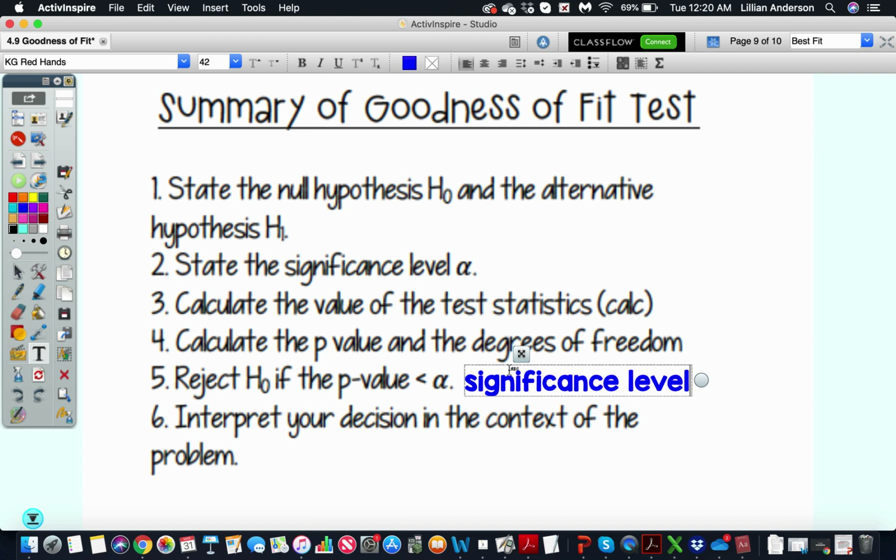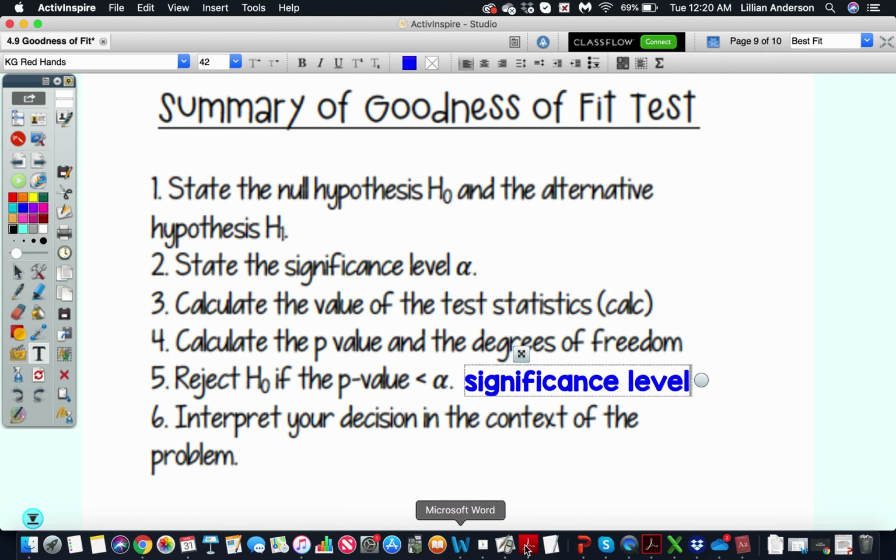So then that's when you would say that because the p-value was this and it was less than the significance level, which again will be given to you in the problem, then that means that Rico's die is not fair, or it is biased, again depending on the p-value and the significance level.